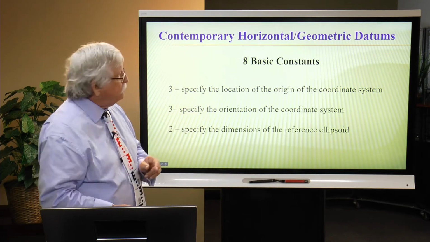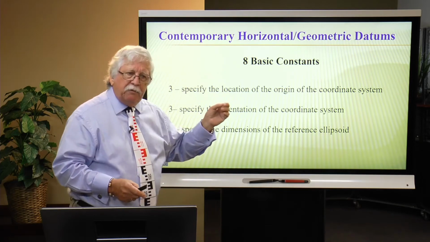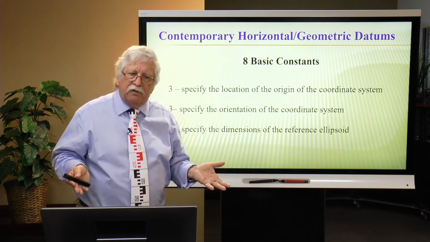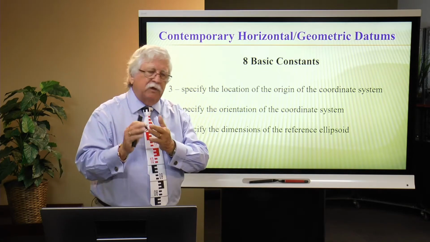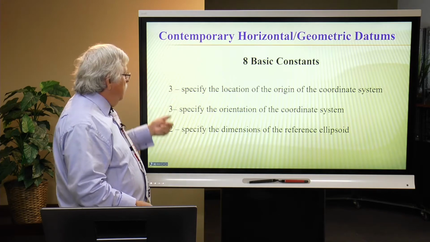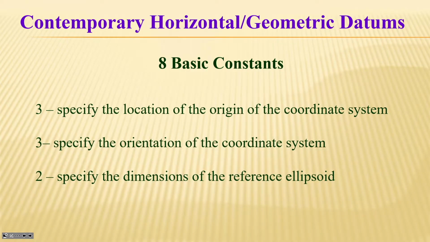So, the basic datum, the 8 basic constants of a datum. Now, there are many more constants that go into a datum, but there are these 8 basics. 3 define the location of the origin, 3 specify the orientation, and 2 specify the size and shape of the Earth.